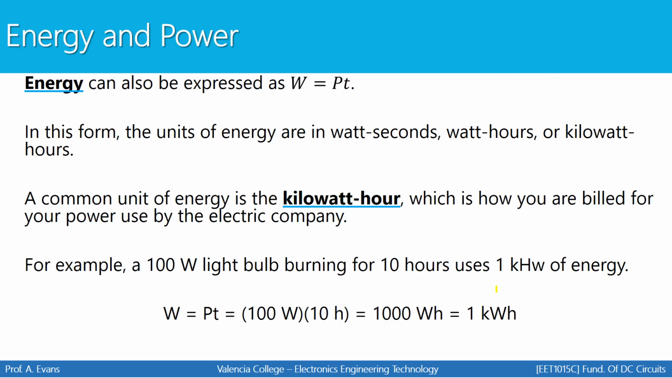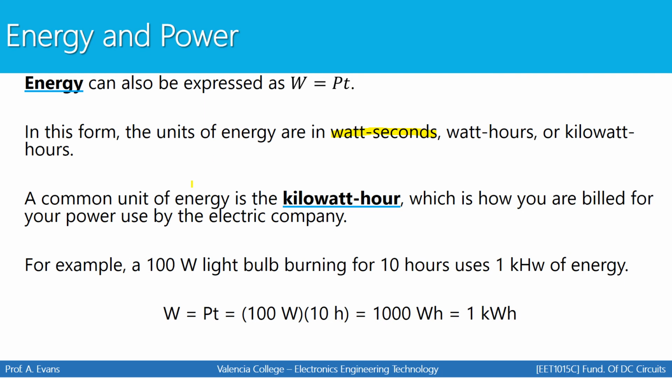Energy can also be expressed as W equals P times T, or work equals power times time. Basically, we're taking that first equation and just rearranging it so that the W is on the left. In this form, the units of energy are in watt seconds. So if we were to rearrange that first equation, we basically have on the right-hand side power times time, which means that the unit for energy becomes a watt second, or a watt hour, or a kilowatt hour, depending on how large this value is.